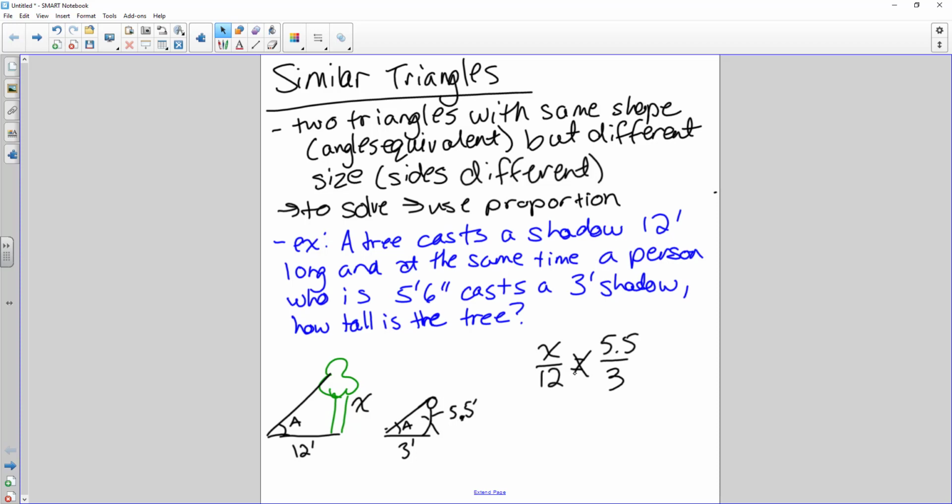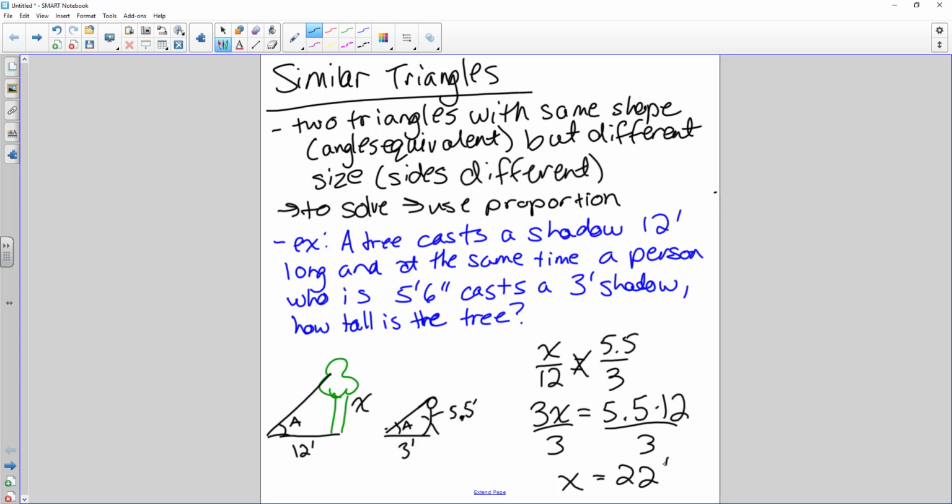Either way, my next step when I do my cross multiplying, I should get 3x equals 5.5 times 12. Or actually calculate what that is, which is 66, and then divide by 3. 66 divided by 3 is 22 feet. So, and that seems reasonable that the height of the tree would be 22 feet.